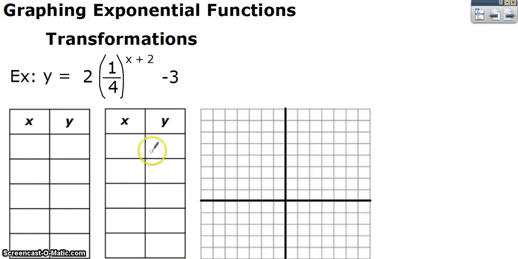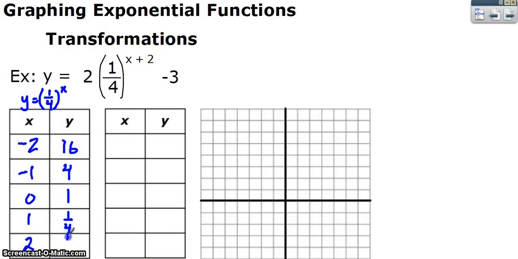All right, let's try one more like this with an exponential decay function. Okay, so it's going to be y equals 1/4 to the x. That's our parent, stripping away all this other stuff. Let's do our same x values here that we've been doing. So that's going to be 16, 4, 1, 1/4, and 1/16.